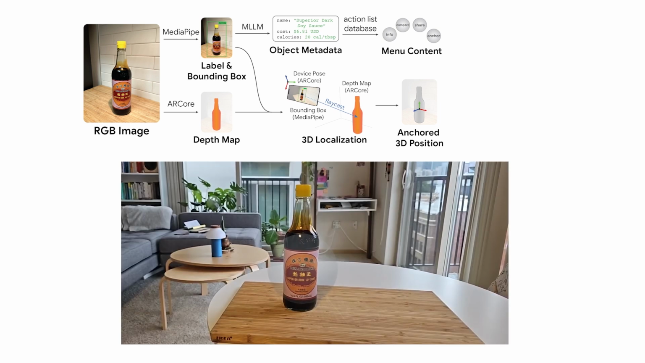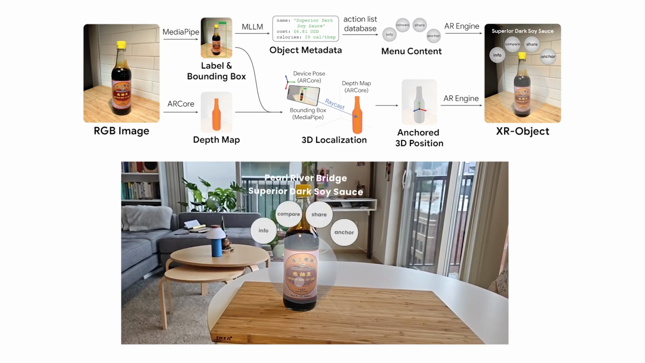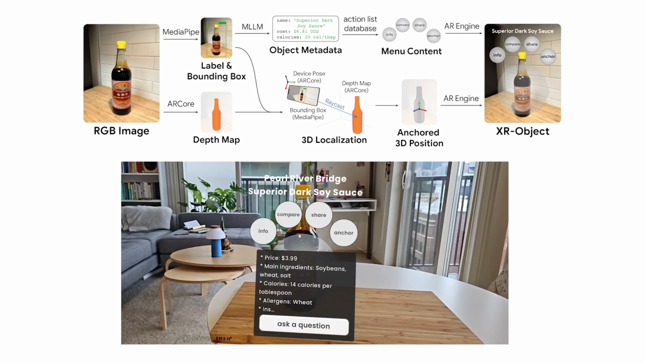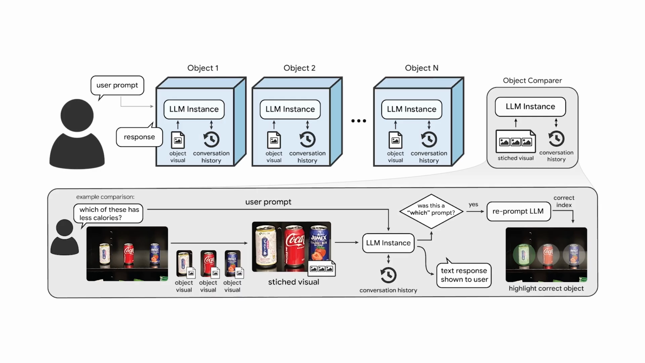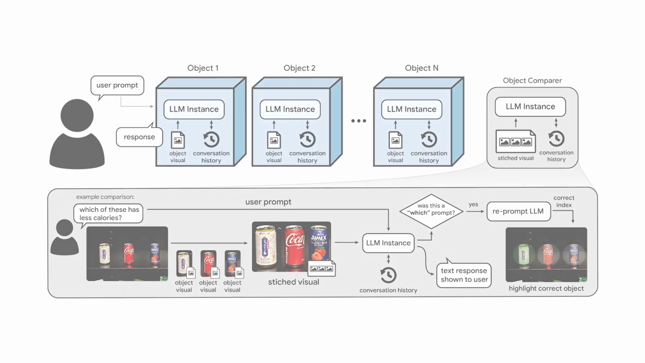We then instantiate a multimodal large language model dedicated to this object using PaLI, and provide it with a cropped image of the object to obtain important metadata, including its name, cost, and other details. The context menu is then populated and anchored to the object. Each detected object instantiates its own LLM, while a separate module handles object comparisons.